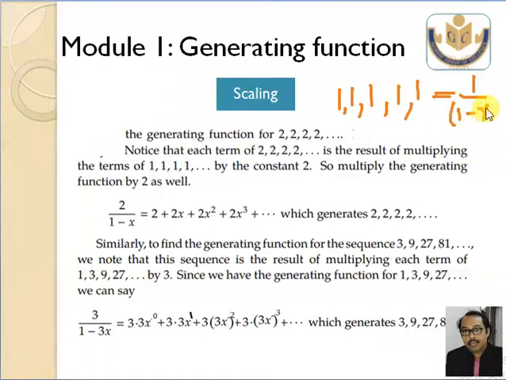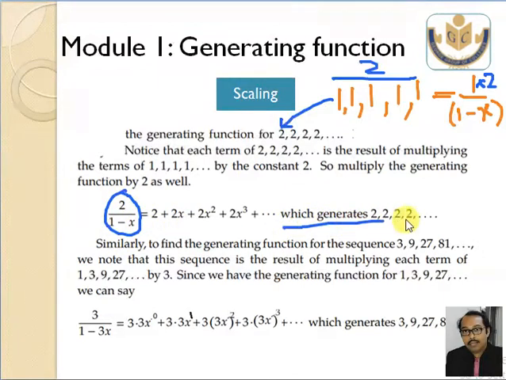Correct? Now in place of 1 it is now 2. So 2 2 2 2. What will happen? If I multiply the left side with 2, I will multiply the right side also with 2. So what is the answer? Answer will be 2 by 1 minus x. This function generates this sequence.